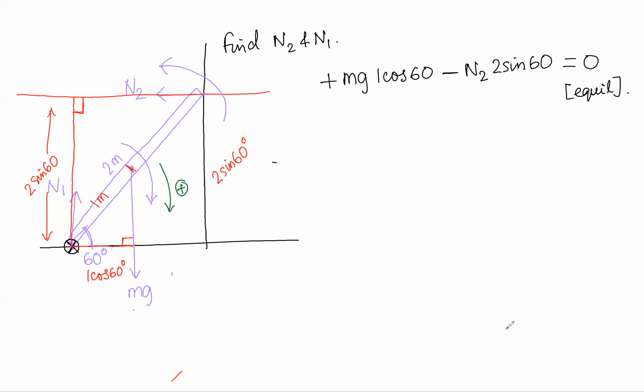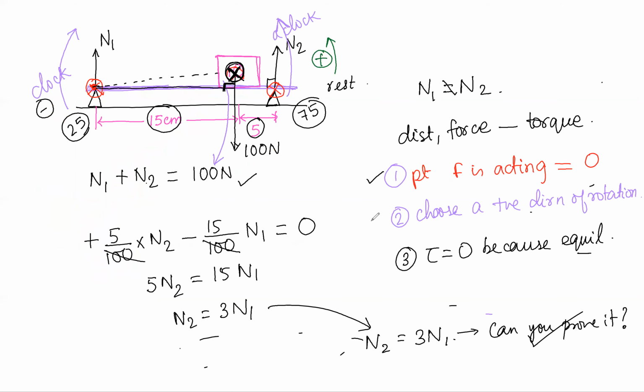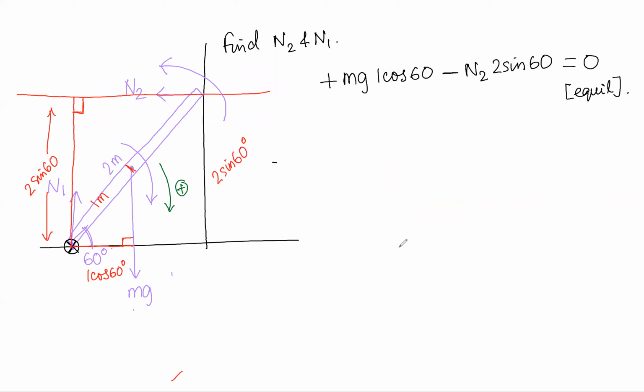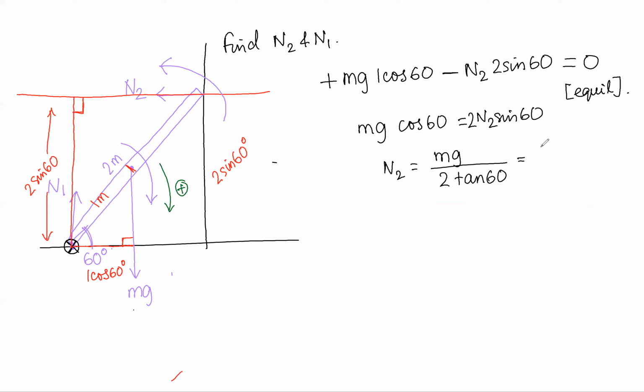Three-step process. Always follow the three-step process. Find an axis, choose a direction of rotation, and then you say the equation is equal to 0 because the system is in equilibrium. Now you can solve and find out N2. Like I said, you're actually solving the problem by taking it at that point. So you can say mg into cos 60 is equal to N2 into 2 sine 60. So basically N2 is equal to mg divided by 2 tan 60. Tan 60 is equal to root 3. So N2 is equal to mg by 2 root 3. समझ में आया? Simple. ठीक है?